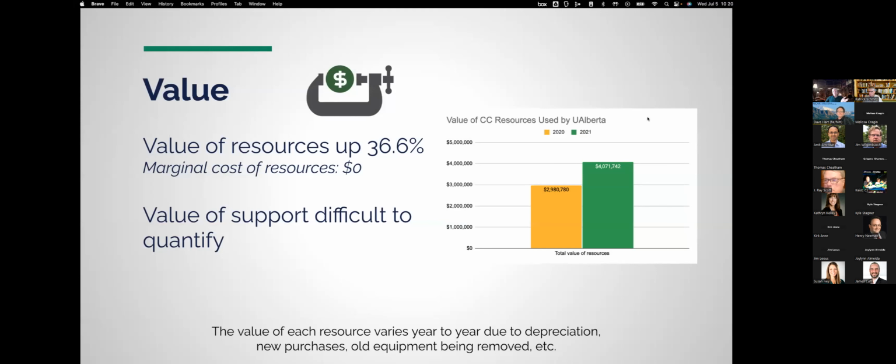So when I talk to deans and the like, I can give slides that show things like this. This is fiscal 2020 and 2021 with the value going up by 36%. And admitting it's hard to quantify the actual value of the support that we offer. Every year, the value of a CPU year, GPU year, storage varies a little bit. But it's always good to keep this in front of the people with the money.